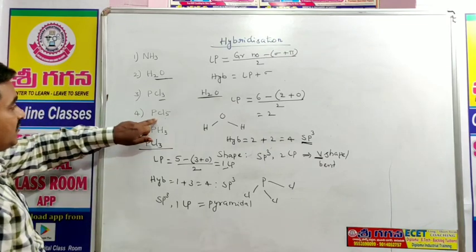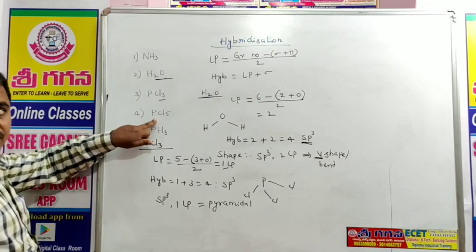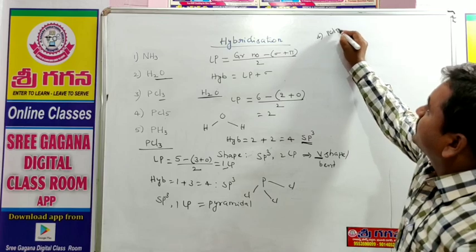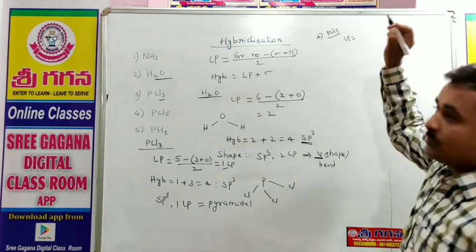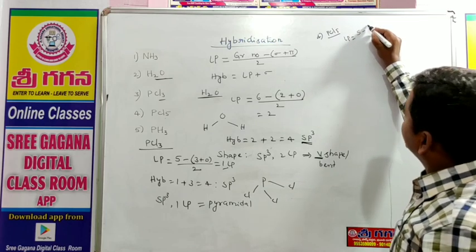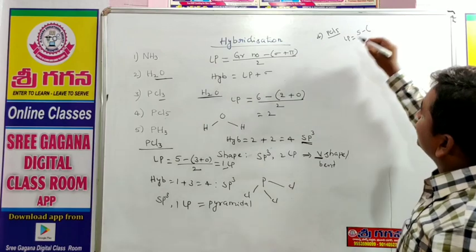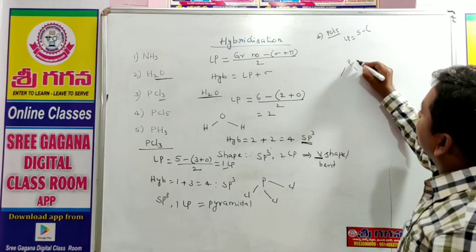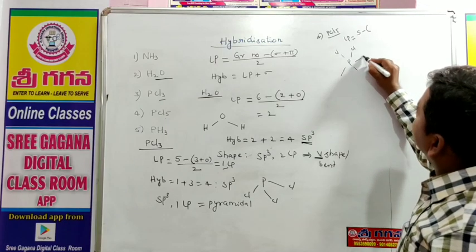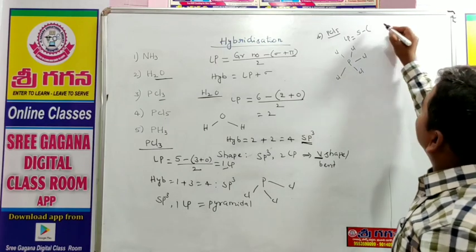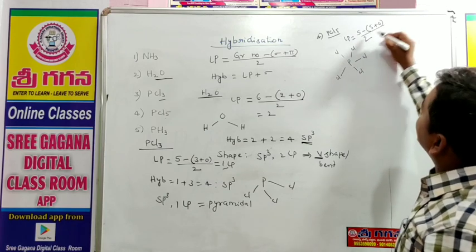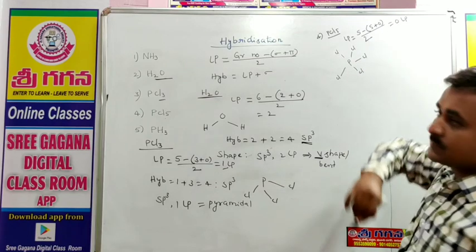And we will try to find hybridization and shape in PCl5. Now first we will find lone pairs of electrons. Lone pairs is equal to the group number of phosphorus minus sigma bonds. To find sigma bonds, we will draw a rough diagram of PCl5. So sigma bonds will be 5, no pi bonds, divided by 2, we get 0 lone pairs.